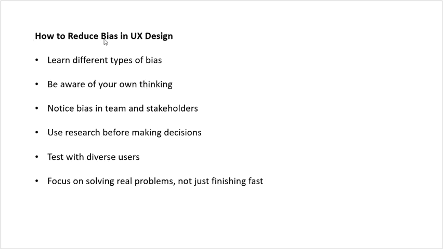So how do we reduce bias in UX design? First, learn the different types of bias. Second, be aware of your own thinking. Third, notice bias in teams and stakeholders. Fourth, use research before making decisions. Fifth, test with diverse users. And focus on solving real problems, not just finishing fast.